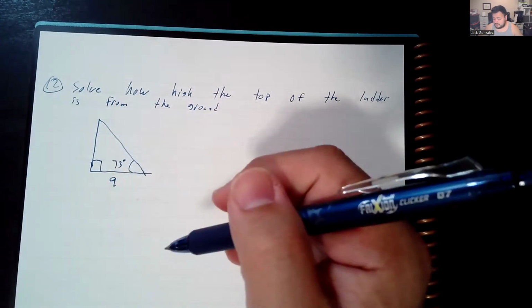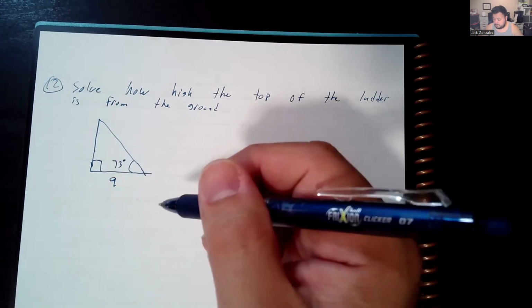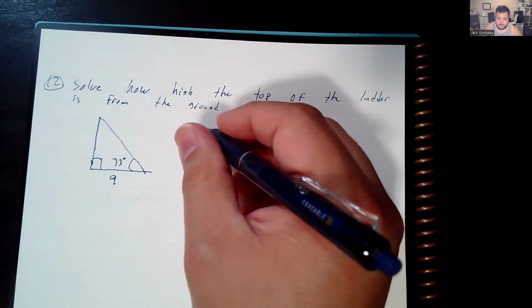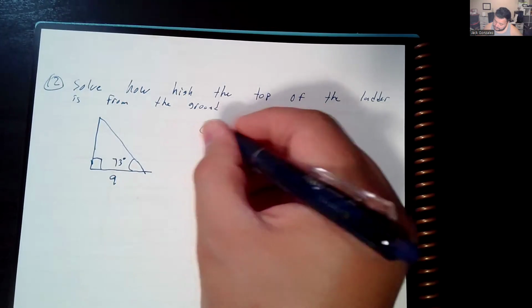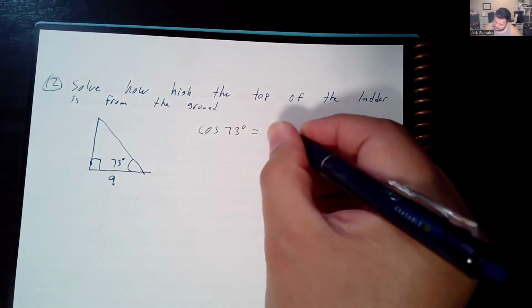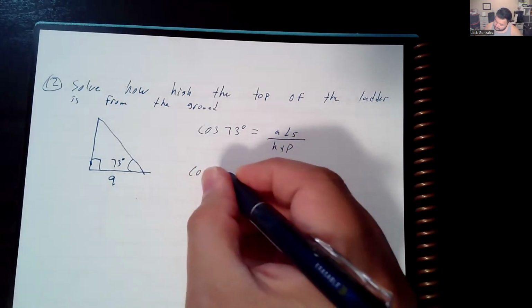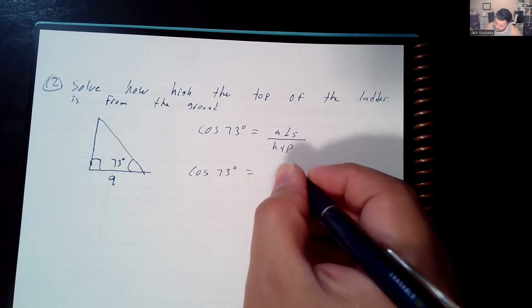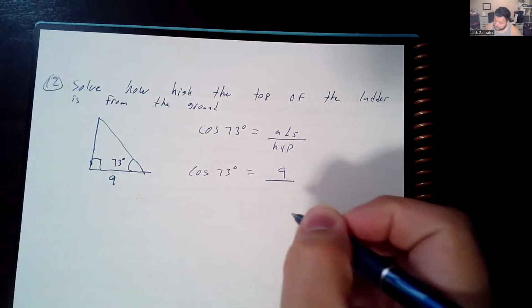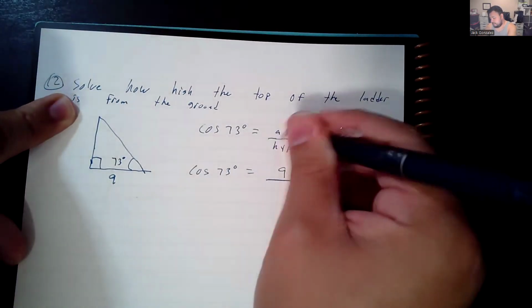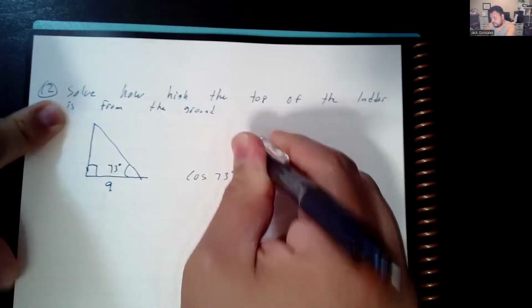I guess cosine or cosecant would work. Doesn't really matter. Because we know that cosine of 73 degrees is equal to the adjacent side over the hypotenuse. We know that the adjacent is 9, and I want to know... Oops, actually, I'm sorry. We want to know the opposite side. I don't know why I was thinking. Cosine's not a good one. Tangent or cotangent would be good.